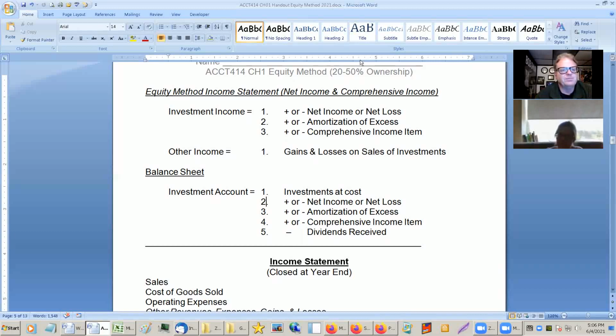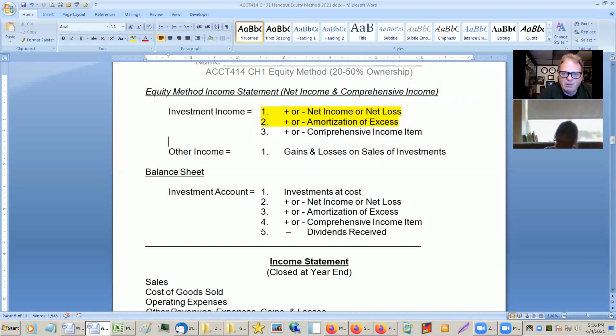So the kind of strange thing for this is that your investment income is basically, if the company makes net income, you make net income. We'll talk about this one next, and then comprehensive income. We're not going to get into that, but the amortization of excess, we'll talk about that later. By the way, these two kind of go together, we'll talk about later, but these two are kind of one and the same. But it's basically your net income.